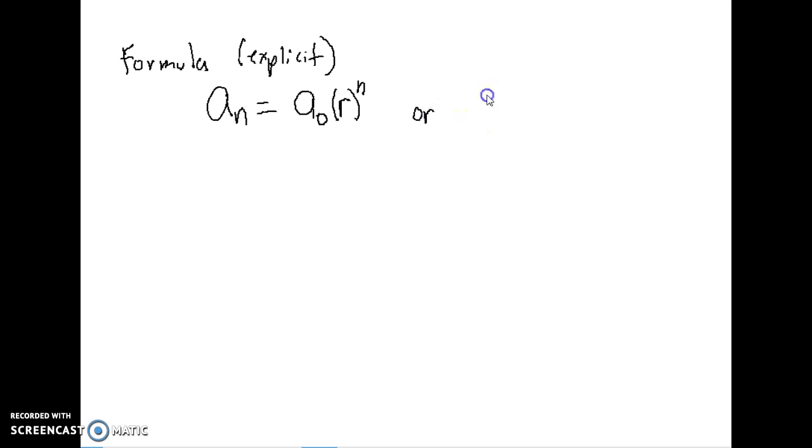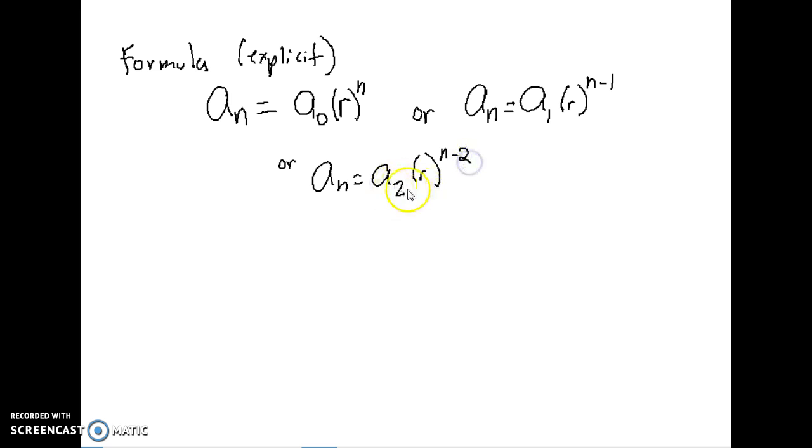We can also use the first term. If I use the first term in my sequence, and I still have my ratio r, then in my exponent I'm actually going to see n minus 1. These are perfectly fine. They mean exactly the same thing. Or if I want to use my second term, a of n is equal to a of 2 times r to the n minus 2. So whatever term value you use, you must subtract that value from n. Third term, this would be 3. Fifth term, this would be a 5.